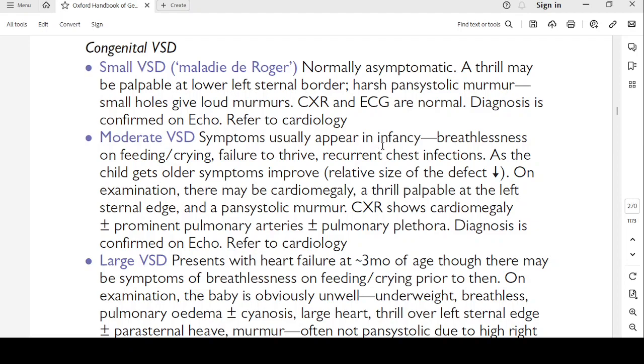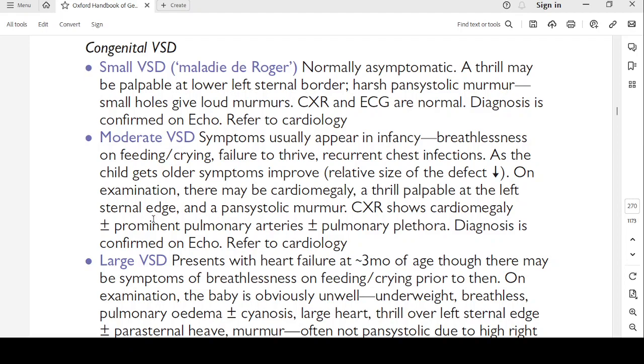Moderate VSD. Symptoms usually appear in infancy: breathlessness on feeding or crying, failure to thrive, recurrent chest infections. As the child gets older, symptoms improve, as the relative size of the defect will decrease. On examination, there may be cardiomegaly. A thrill is palpable at the left sternal edge and a pansystolic murmur is heard. Chest X-ray shows cardiomegaly plus or minus prominent pulmonary arteries and pulmonary plethora.